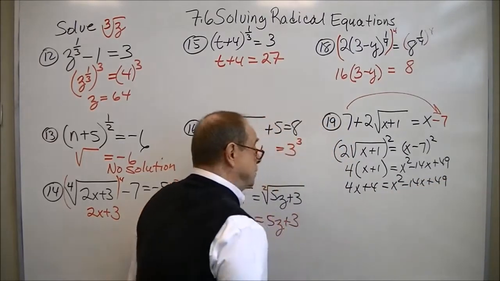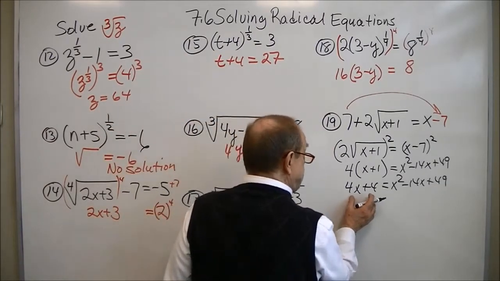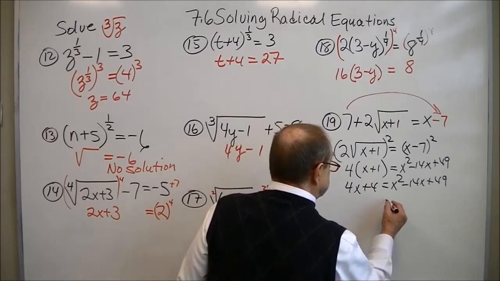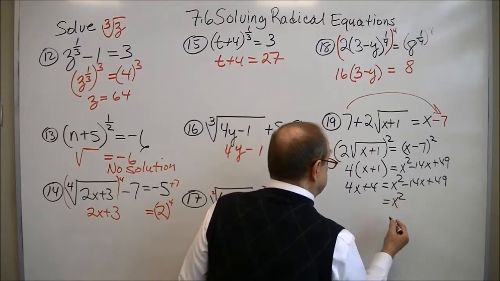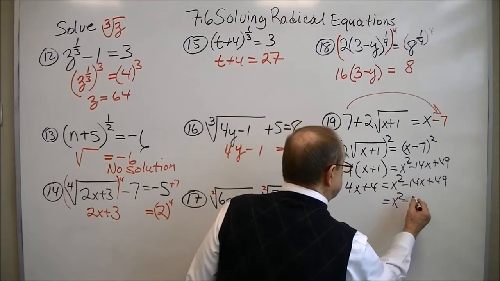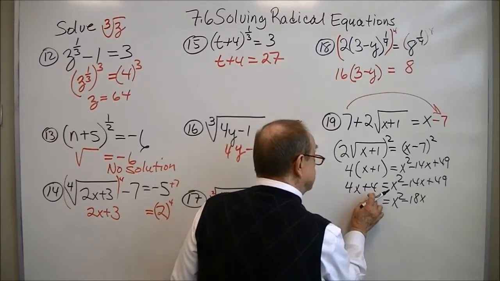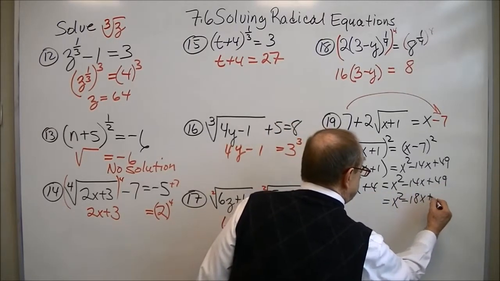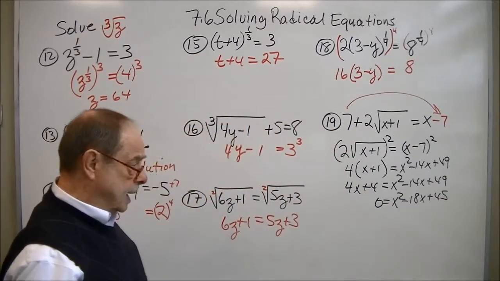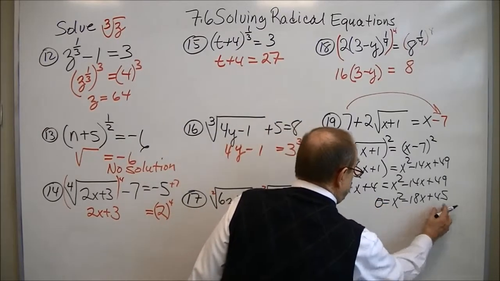Well, we have a quadratic equation. And we need to integrate this into this side, put it in standard form. So this is going to give us x squared. I'm going to subtract this from both sides. This gives me a negative 18x. I'm going to subtract this from both sides. That's going to give me a 45. And now what do I do? Well, I have to factor this.